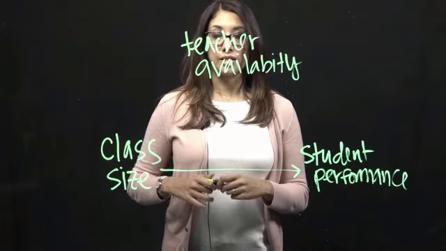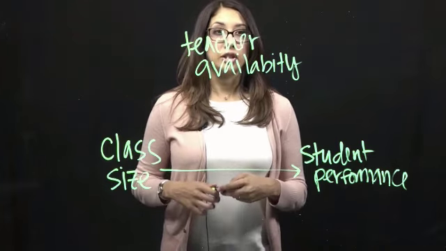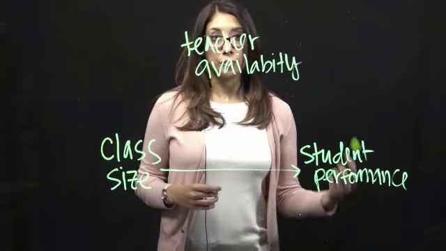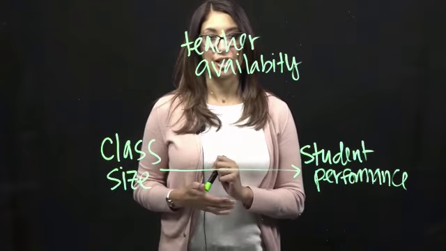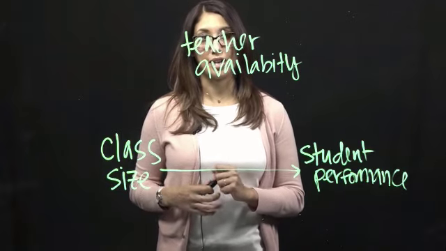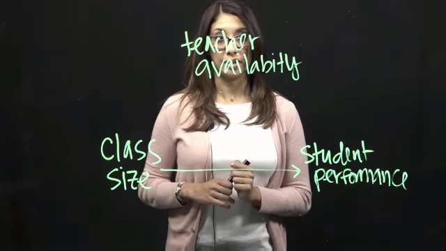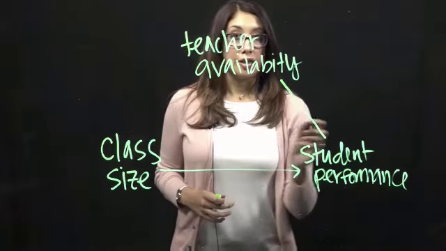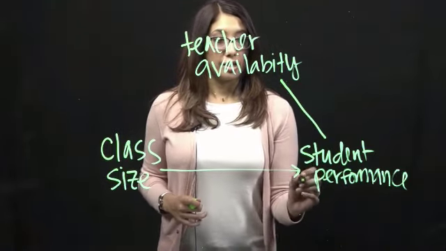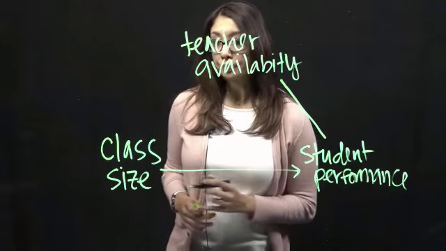If the teacher is available more often, you can see how a student might perform better in that class compared to when you have a class where the teacher is not as available to others. So there's a relationship there between this alternate variable and the outcome variable.